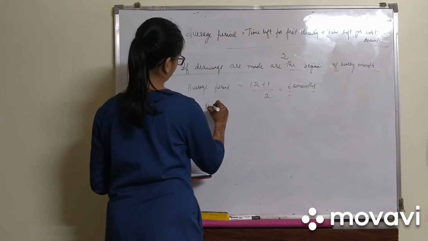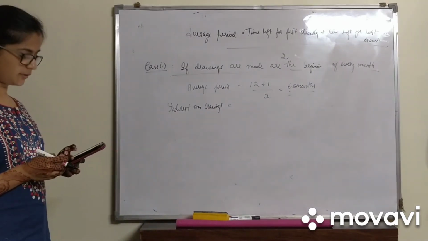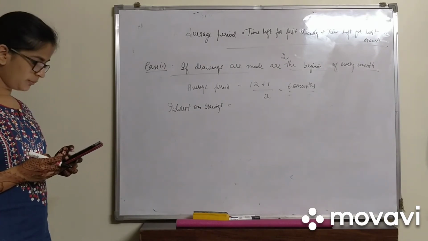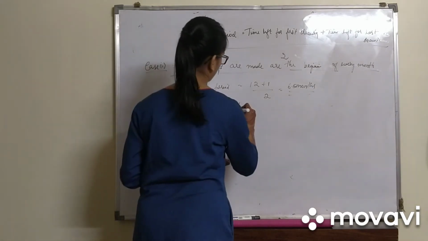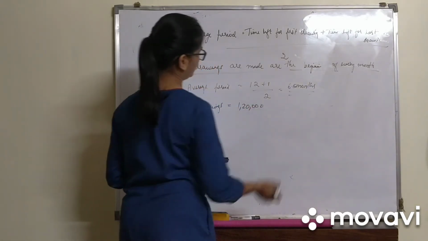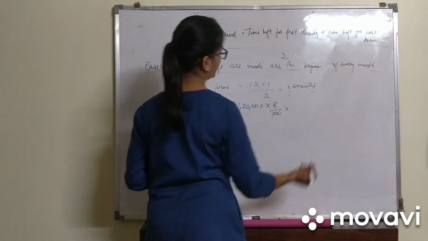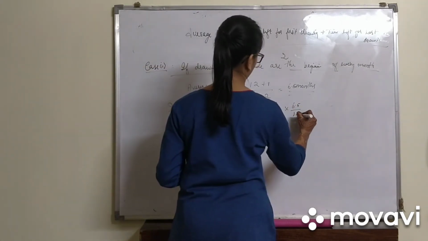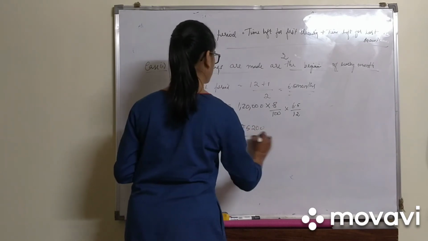Under that next line, interest on drawings is equal to, so what is the monthly drawing of A? 10,000. So how much would it be? 10,000 into 12, that is 1,20,000 is the amount withdrawn. Rate of interest is 8%, 8 by 100. And what is the average period? 6.5 by 12. So how much do we get? Rupees 5,200.